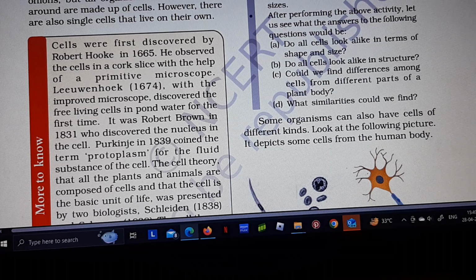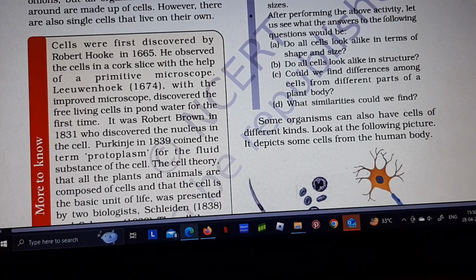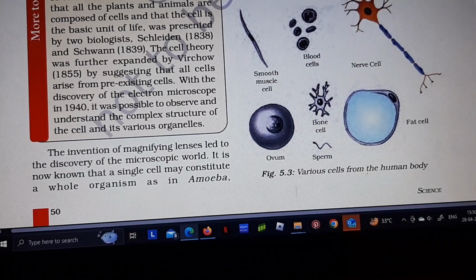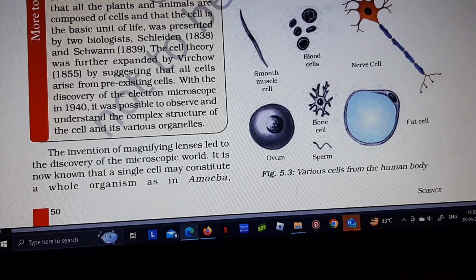The cell theory that all the plants and animals are composed of cells and that the cell is the basic unit of life was presented by two biologists, Schleiden and Schwann. The cell theory was further expanded by Virchow in 1855 by suggesting that all cells arise from pre-existing cells. With the discovery of the electron microscope in 1940, it was possible to observe and understand the complex structure of the cell and its various organelles.